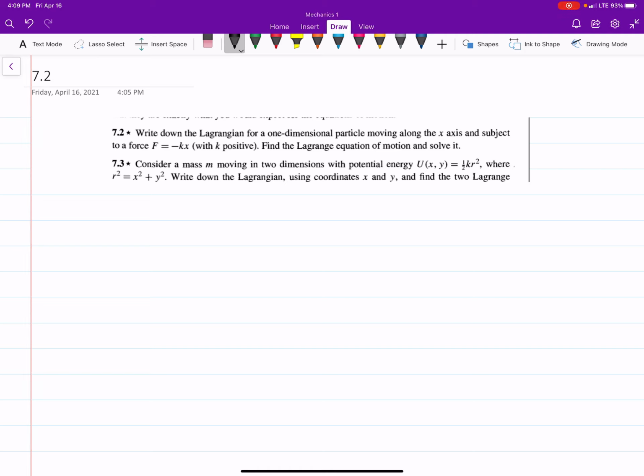So 7.2 is another Lagrangian problem. It says write down the Lagrangian for a one-dimensional particle moving along the x-axis and subject to a force F equals minus kx. Find the Lagrange equation of motion and solve for it.